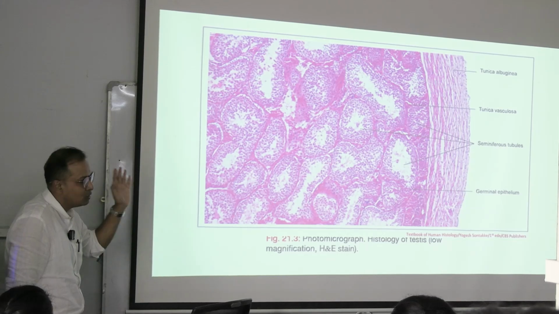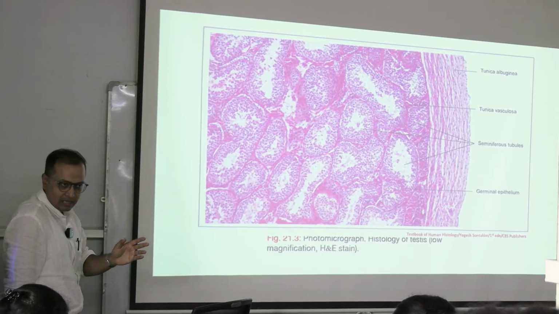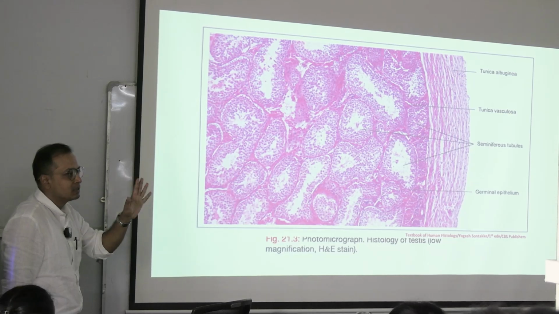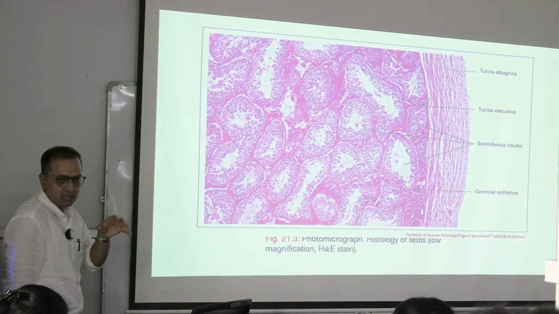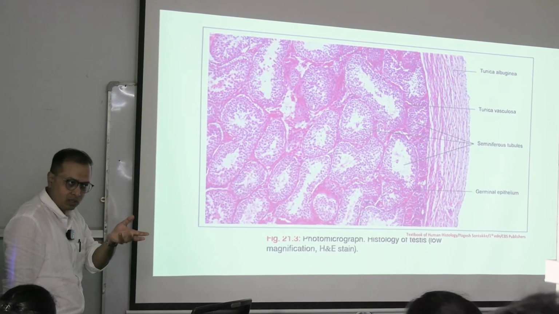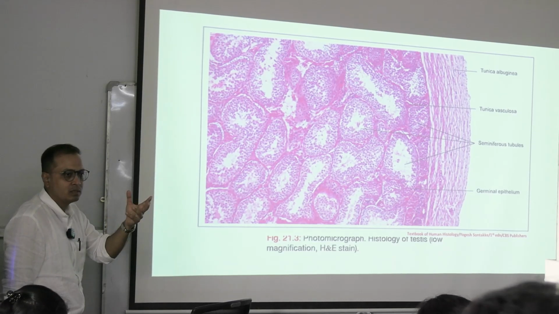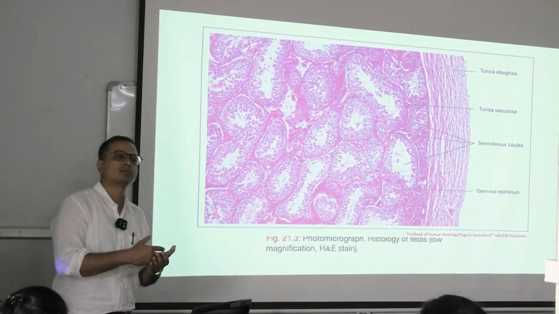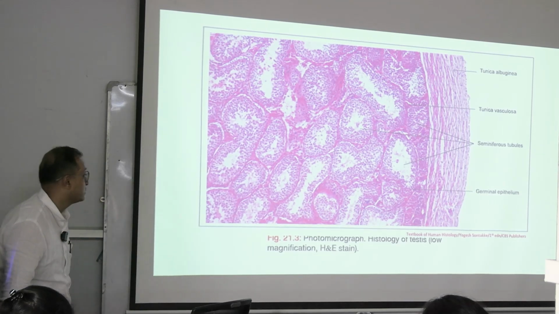The cut sections of the tubes, depending on how you are slicing them, take different shapes. Now, inside the tube, we are going to see cells. There are two basic types of cells. One is the resident cells, the Sertoli cells. Other than the Sertoli cells, there are the germ cells, in the case of sperm, the spermatocytes or sperm cell producing cells.